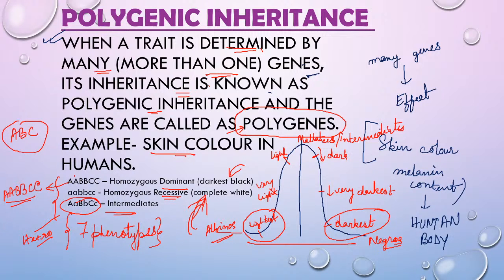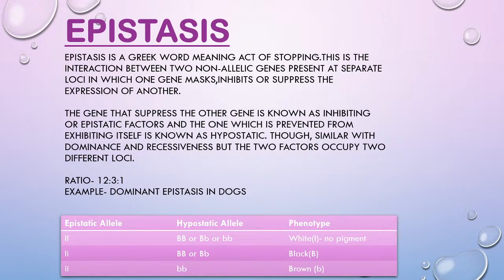You can find a clear picture of several skin colors in your book, whichever book you follow. Next, coming to the last and very, very important one, that is epistasis. Now, epistasis is a complete Mendelian deviation of the law of dominance and recessiveness. It is a total deviation of the law of dominance and recessiveness.